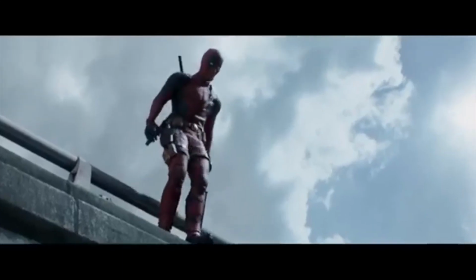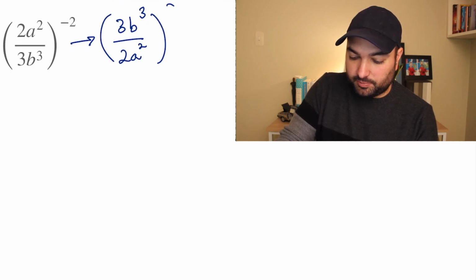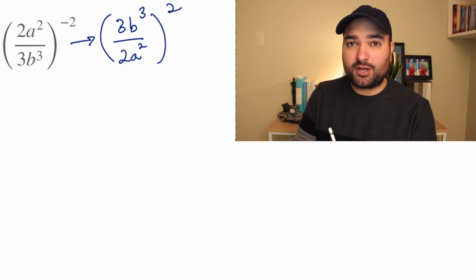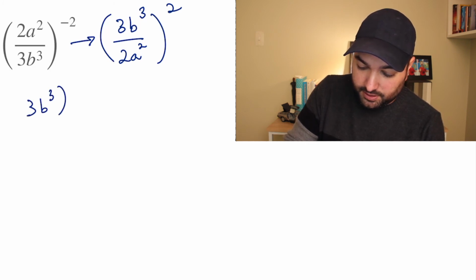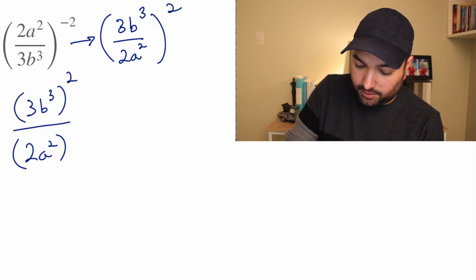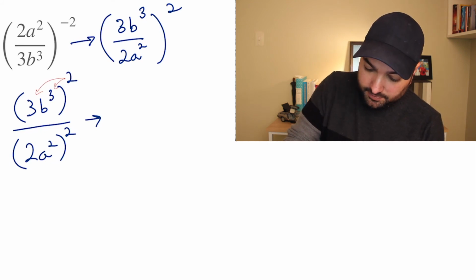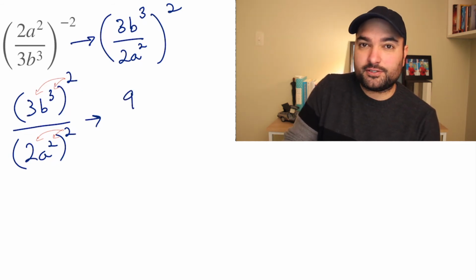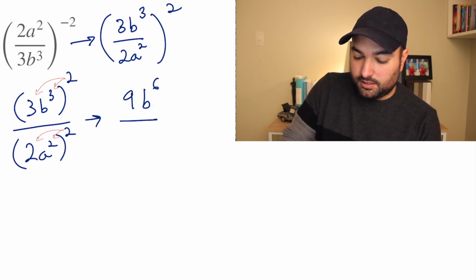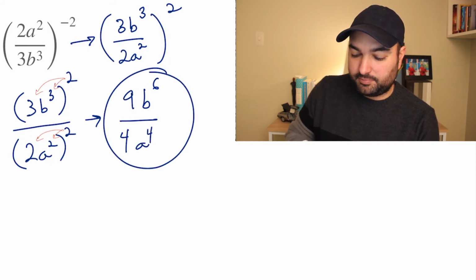A little bit harder. Maximum effort. A fraction here that has a negative exponent, so quite simply, first thing we're going to do is flip that fraction over and change that exponent to a positive. So that's the first step. Now we're going to apply that squared to the term on the top and the term in the bottom. So what we'll have is 3b cubed to the power of 2 over 2a squared to the power of 2. And the square will apply to both of those terms. And so we have 3 squared, which is 9, and b to the power of 3 squared is b to the power of 6. 2 squared is 4, and a to the power of 2 squared is a to the power of 4, and that is our simplified answer.